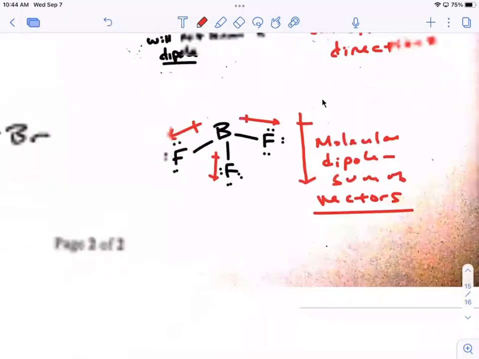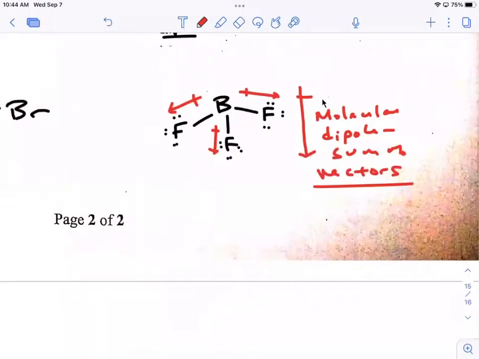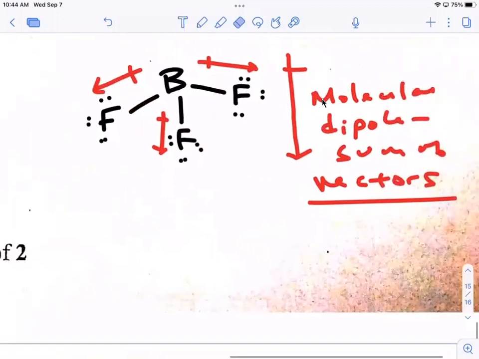Right, that's the sum of the vectors, and they're all going in the same general direction. So each bond has an individual dipole, but the fact that they're all going in a general direction away from boron means we can also say that you have a molecular dipole for this species. All right. Questions about that?